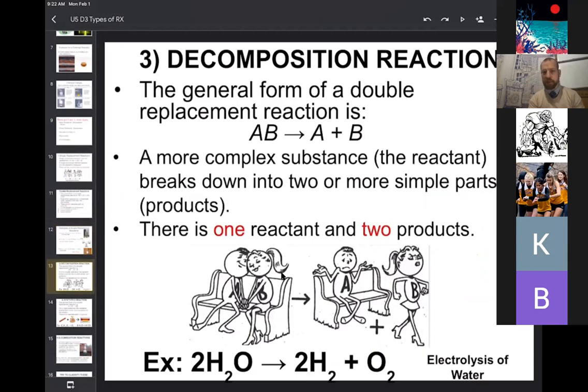Decomposition is when we have a complex molecule that breaks into its pieces. The classic decomposition reaction that we have is something like hydrogen peroxide. That is a fairly unstable compound that breaks into water and oxygen, two significantly more stable compounds. So in this case, we've got AB, and it splits into A and B, right? Like that couple down at the bottom.